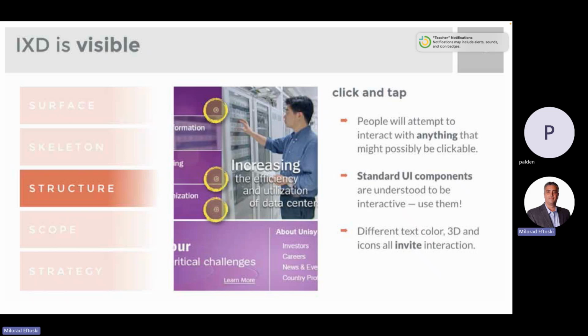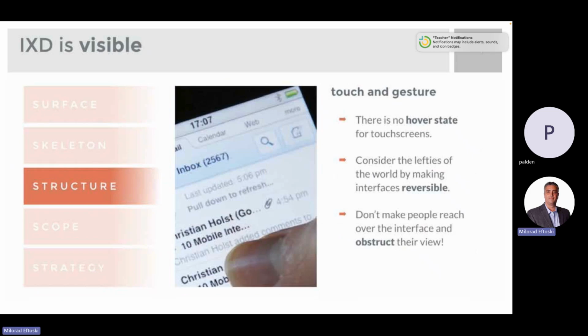That doesn't make sense. Standard user interface components are understood to be interactive, so use them. Different text color, 3D, icons, all invite interaction. So unless your intent is to do that, go ahead, go the extra mile and make those eye candy buttons. Games on your phone, I'm sure all of you play some games, are known for this. They all have these 3D fancy looking buttons. You know they're clickable because they're right there. Quite evident. Touch and gesture.